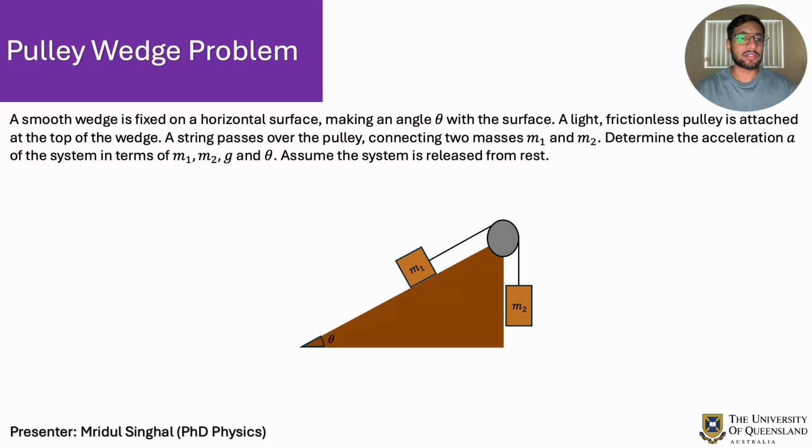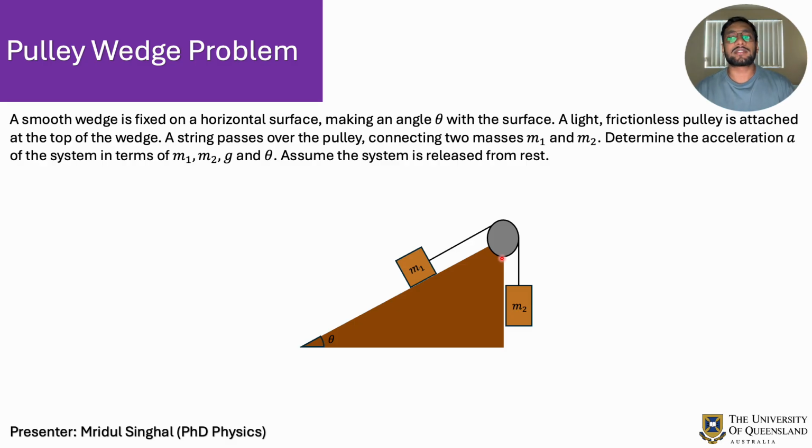Hi, I'm Ridul. I'm going to teach you how to solve problems using Newton's second law of motion by taking this example of a pulley wedge system. So consider this wedge that is smooth and fixed to the horizontal surface, and then there are two masses that are attached to this string that passes over a frictionless and massless pulley.